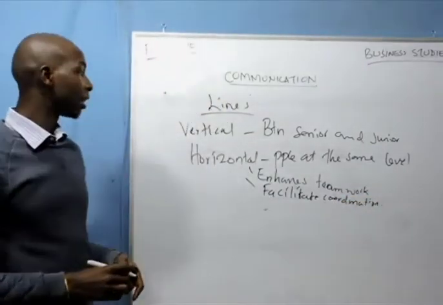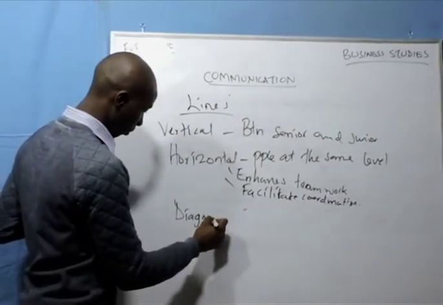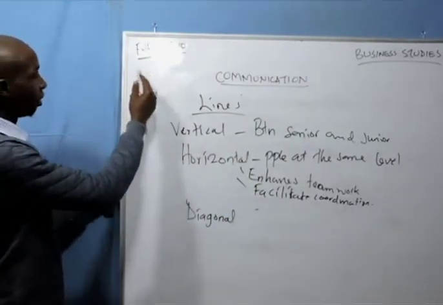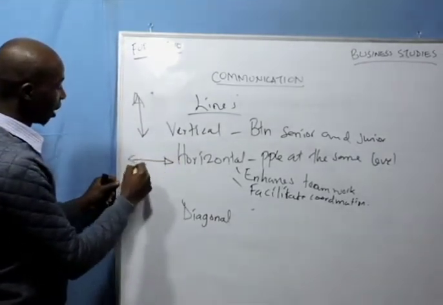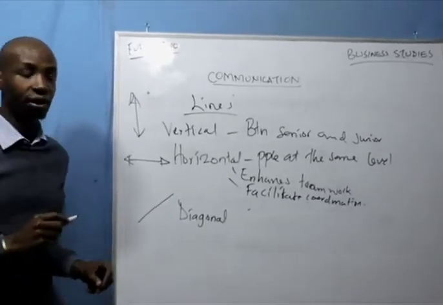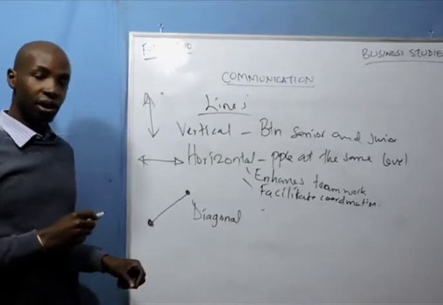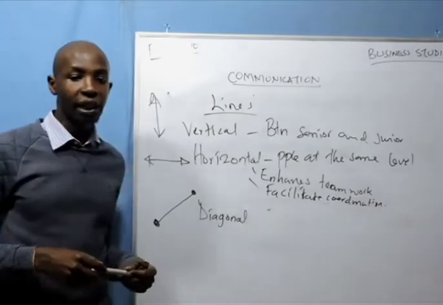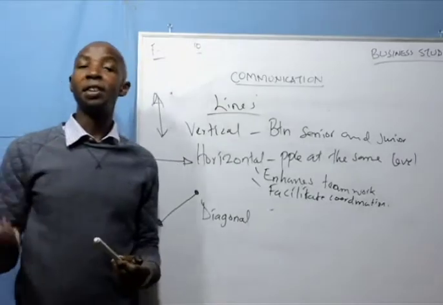Then let us look at a third one, which is called diagonal. Definitely we know that vertical means something that is straight from up coming down, and horizontal means something that is going across that way. What about diagonal? Diagonal now cuts across. It starts from the junior to the senior, but passes through a process. So diagonal communication basically means among people of different levels in different departments.